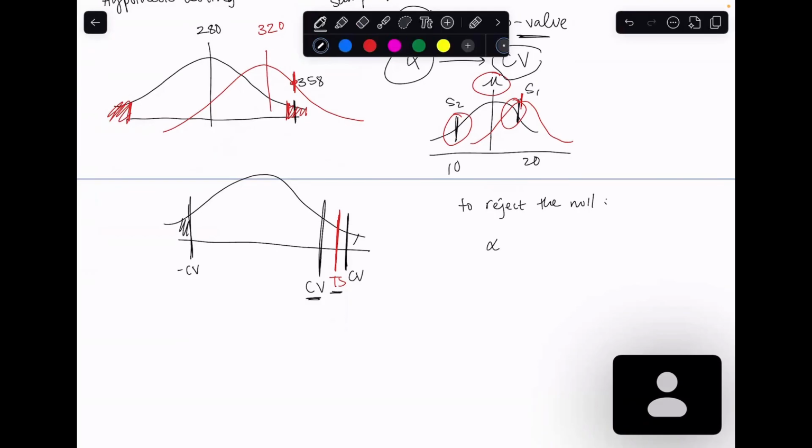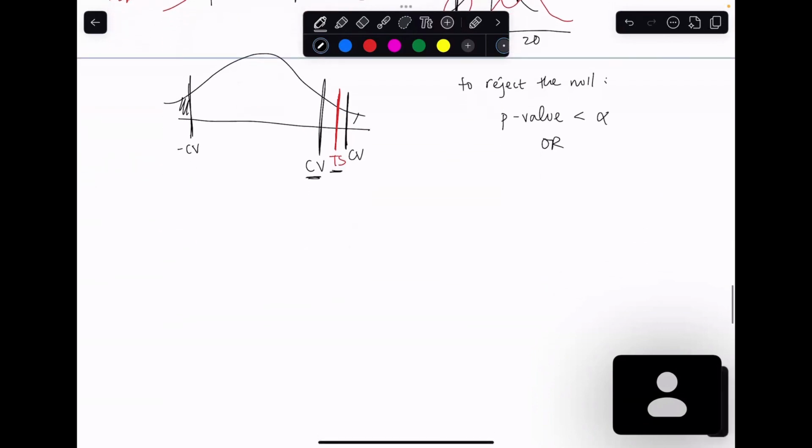So in order to conduct a hypothesis test, to reject the null, either your p-value must be less than your alpha, or you can just look at your critical value and your test statistic. Your test statistic must be more extreme than your critical value. Basically, the absolute value of your test statistic is greater than the absolute value of your critical value.